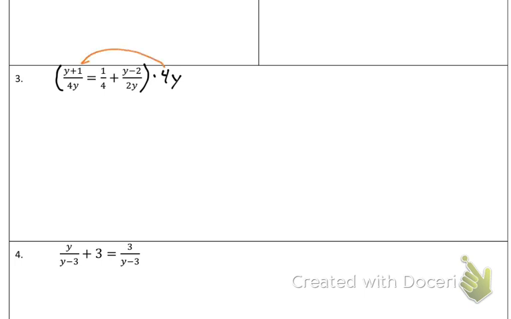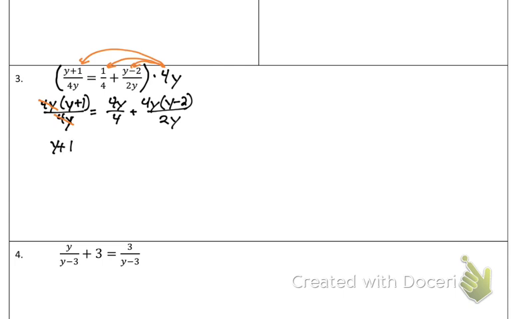Now we're going to distribute to everything, giving me 4y times y plus 1 all over 4y equals, here we'll have 4y divided by 4 plus 4y times y minus 2, and that should be over 2y, before I forget that. Now we're going to see things that cancel out. We have that 4y divided by the 4y in that first term. So on the left-hand side, we just have y plus 1.